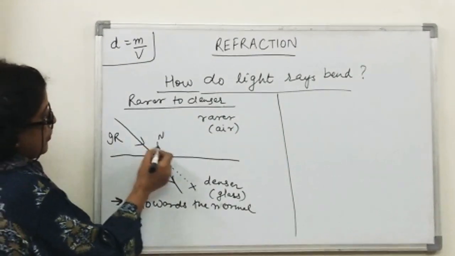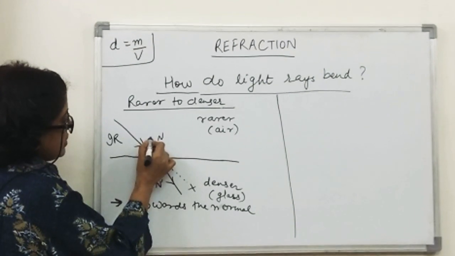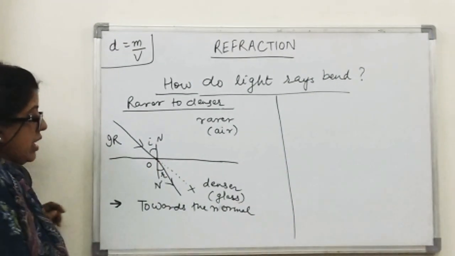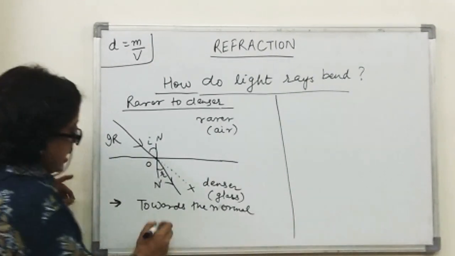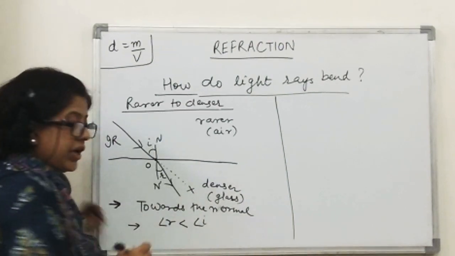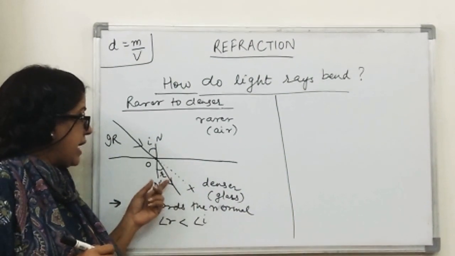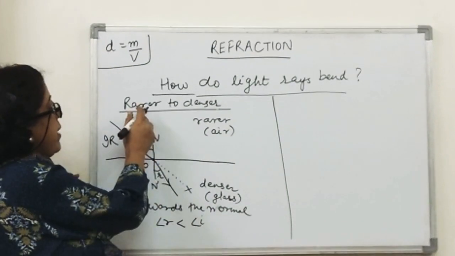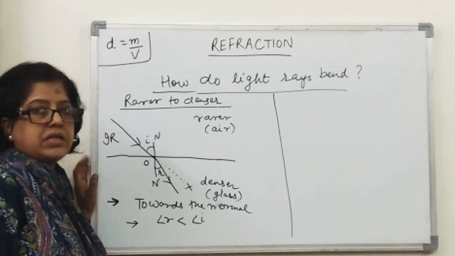Now, this angle between incident ray and normal is called angle of incidence, and this angle between refracted ray and normal is called angle of refraction. And as we can see from the diagram, angle of refraction is less than angle of incidence, because the ray is bending towards the normal. So this is how it bends as a ray of light goes from rarer to a denser medium.